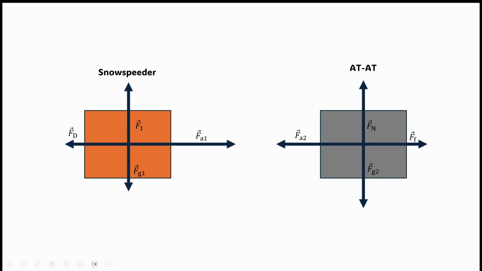The forces acting on the AT-AT are the normal force exerted by the ground, gravitational force, Fg2, frictional force, Ff, and the applied engine force, Fa2. Since the AT-ATs are in motion, we have that Fa2 is greater than the frictional force, which is represented by a longer applied force arrow. And furthermore, since the AT-ATs remain on the ground, we have that the normal force equals the gravitational force, which we see by equal length arrows.